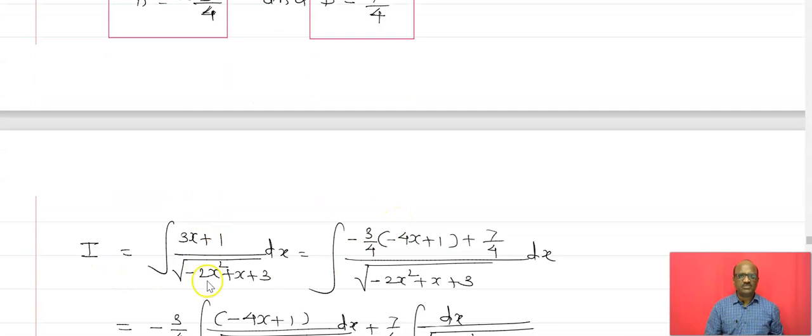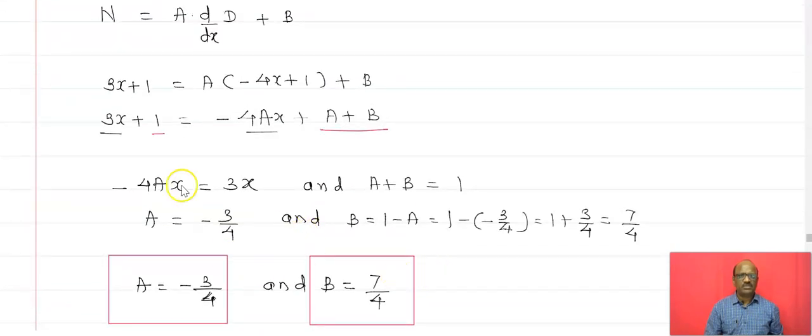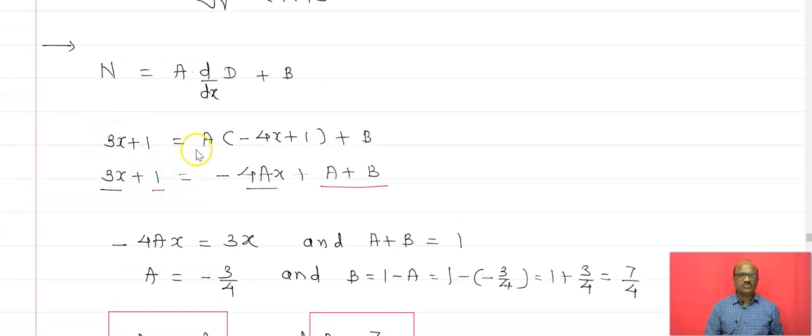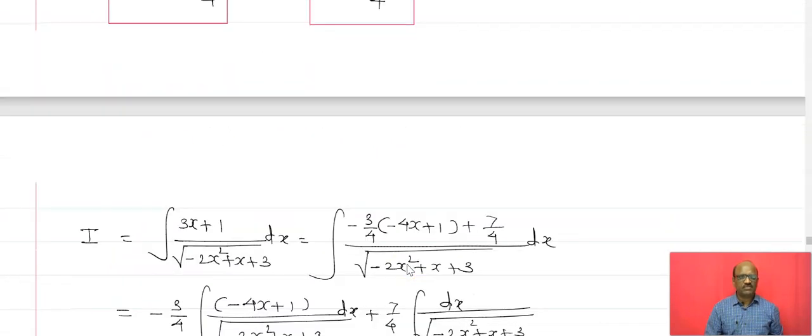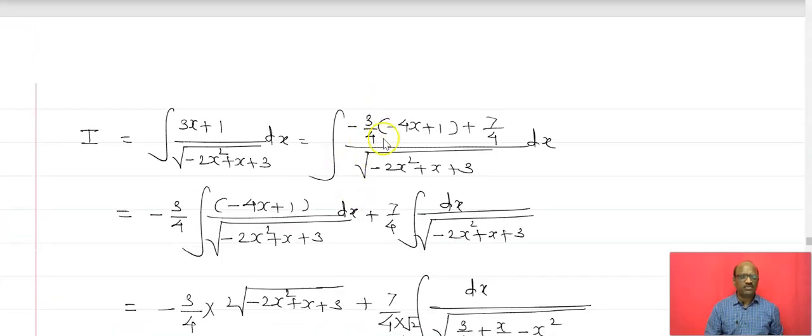And therefore I is equal to integral of 3x plus 1 upon under root of minus 2x square plus x plus 3 dx. Now this is our numerator, that is 3x plus 1 is equal to a in bracket minus 4x plus 1 plus b. We are substituting the value of a as minus 3 by 4 and b as 7 by 4. That is integral minus 3 by 4 in bracket minus 4x plus 1 plus 7 by 4. Now split this up. That is minus 3 by 4 integral of minus 4x plus 1 upon under root of minus 2x square plus x plus 3 dx plus 7 by 4 integral dx upon under root of minus 2x square plus x plus 3.